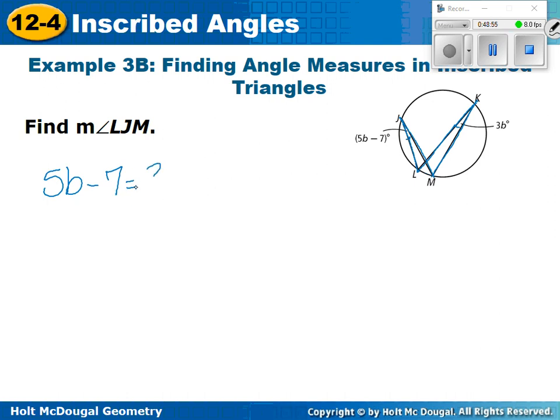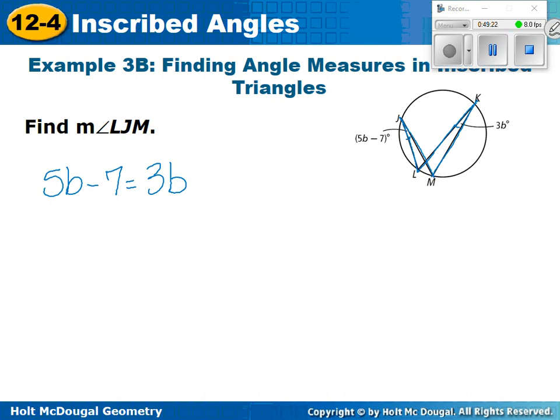5b minus 7 equals 3b. Stop me right now if you don't understand why those two angles are equal. I also want to warn you that you might be setting expressions equal that turn out to be quadratic, and then you have to solve either by factoring or using the quadratic formula. At this point you should be able to solve for b and then go back and plug it in to find angle LJM. So I'm not going to work the math there. Questions on this one?